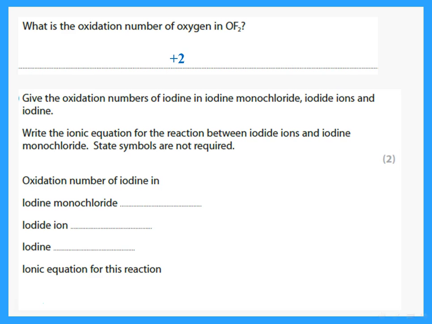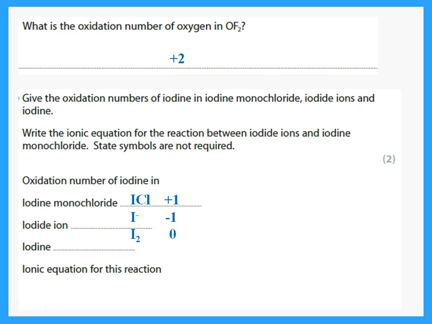This question says, give the oxidation numbers of iodine in these compounds. So in iodine monochloride, what is iodine monochloride? It's ICl. And we said if the Cl is -1, then the iodine has to be +1. Iodide ion, well, if you write it iodide, it has -1. So the oxidation number in the ion is the charge on it. Now, iodine as an element, the oxidation number has to be 0.